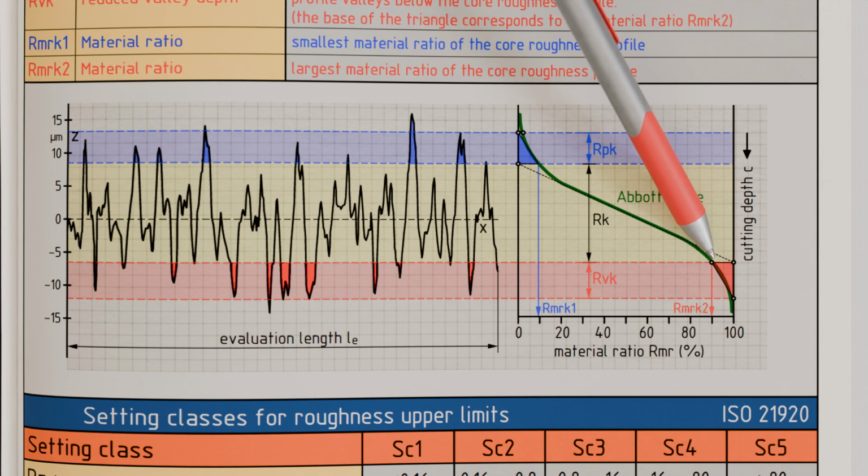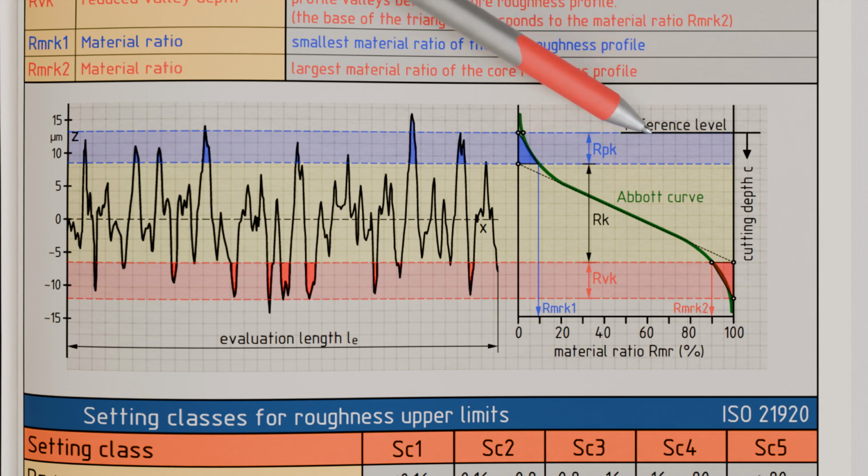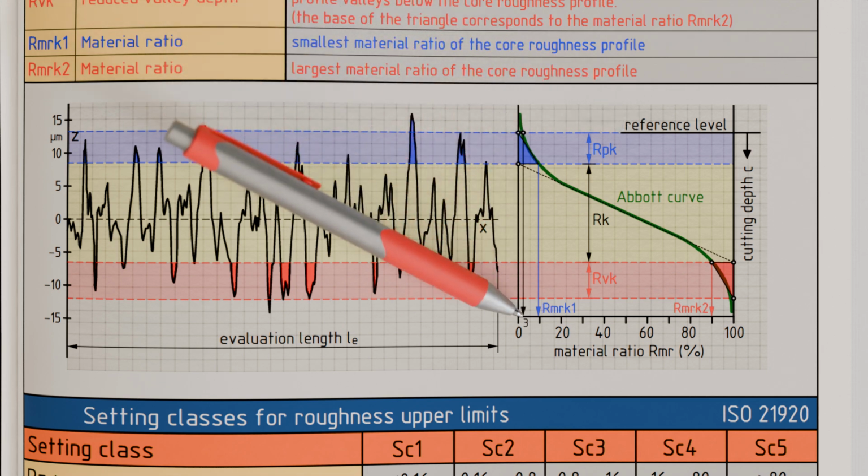The material ratio RMRK2 corresponds to the highest material ratio of the roughness core profile, while RMRK1 represents the lowest material ratio. Note that the reference line for specifying a cutting depth C does not necessarily have to relate to the highest profile peak. In the present case, the reference level lies at approximately 3% material ratio. This material ratio at the reference level is also referred to as the reference material ratio. This approach makes sense, since for example it can be assumed that the highest profile peaks are already flattened and no longer exist after a single load on the surface.